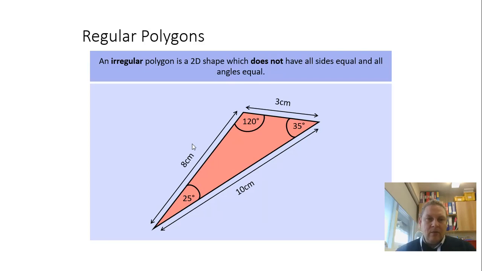Okay, an irregular polygon is a 2D shape which does not have all of the sides equal and all of the angles equal. So you can see here we've got a much longer side here than we have here. Okay, and that's going to mean that our angles are different. All right, and whenever we have that situation, we've got an irregular polygon. This is still a triangle, obviously, but it's just an irregular triangle rather than our regular triangle.